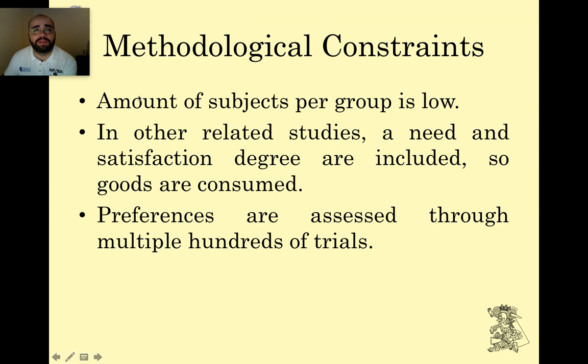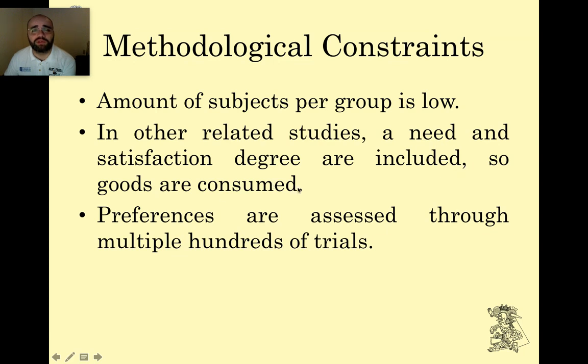However, there are some methodological constraints. The first one is the amount of subjects per group. So we could see that, particularly for first elementary graders and preschoolers, particularly in the analysis of integration of dimensions, there is a low amount of subjects. Another is that in other studies, for example, Padoa-Schioppa studies, a need and a satisfaction degree are included.